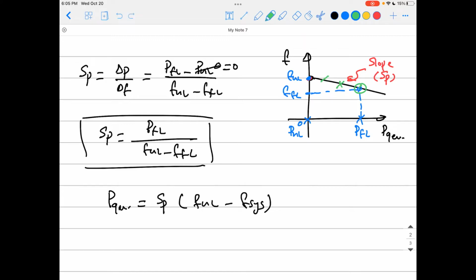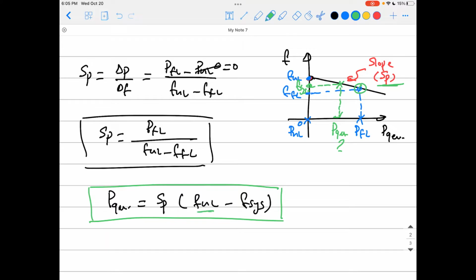So if you want, for example, to find this P generated, you need to find which frequency it's working at. So call that F system. Because it's using the same FP relationship, it's the same slope here, so you can use this slope with this relationship to find it. You just use the no load frequency, which is constant for the whole relationship, and you need to find at which system frequency you're working, and with the same slope, you can find the amount of power. That's in watts, obviously. We're talking about active power here.